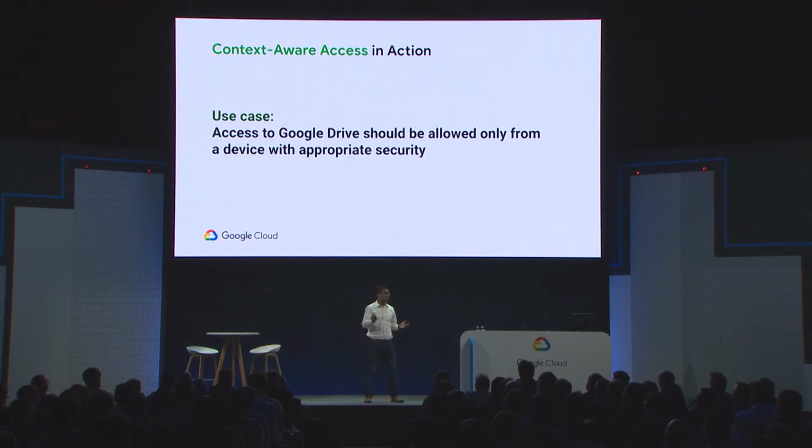One of the most common use cases that we have seen across many, many customers with context-aware access for G Suite is they have a lot of sensitive data in their drive and docs. And they're looking to make sure that any user who's trying to access that data is coming from a device that has appropriate security on it. So let's see how you will set that configuration and a rule in your familiar admin console.